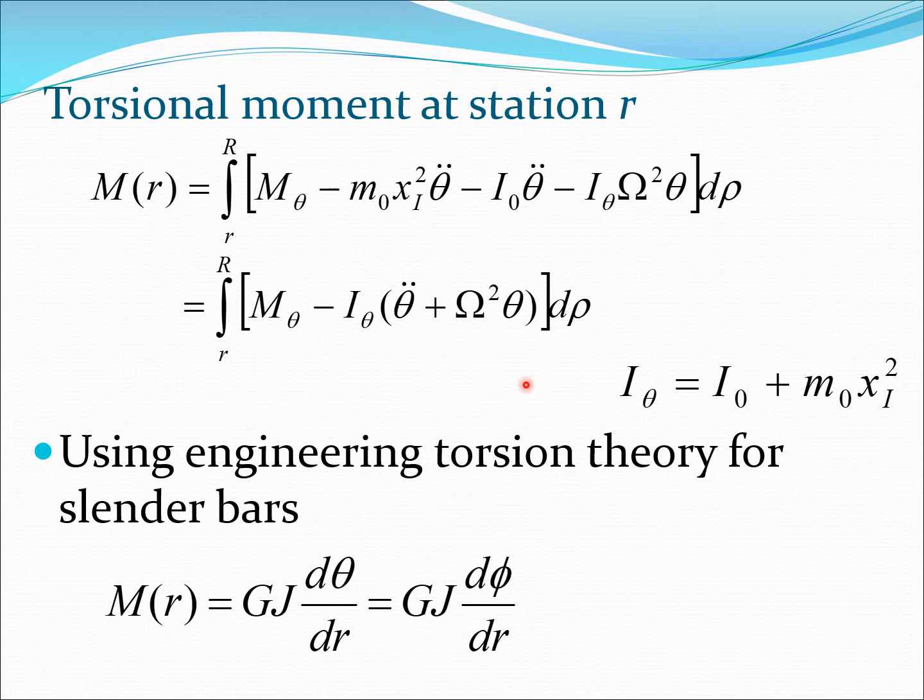So now we have got the torsional moment, and now we need to relate it to the torsional stiffness. So from the engineering torsion theory for slender bars, we have the equation M_r is GJ d theta by dr. That is GJ d phi by dr, where phi is the torsional deflection. So now from this moment, I can get the equation of motion for torsion, and I need to correlate these two equations here. So I can clearly see that if I were to differentiate M_r, then I would get the term which is just inside the integral without the d rho. So we are going to do that next.